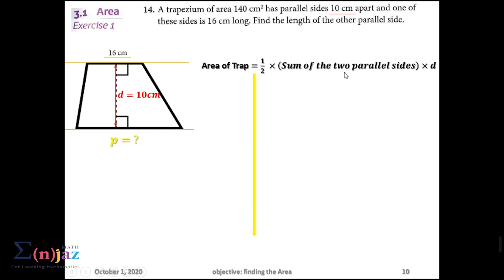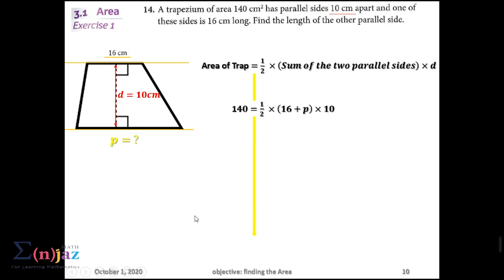So we're going to write in brackets 16 plus P times D, which is the vertical distance between the two parallel sides. So the two parallel sides are 10 centimeter away from each other. So the vertical distance between the two parallel sides is 10, so the D can be replaced with 10 as following. 140 is equal to 1 over 2 times, inside brackets, 16 plus P times 10.